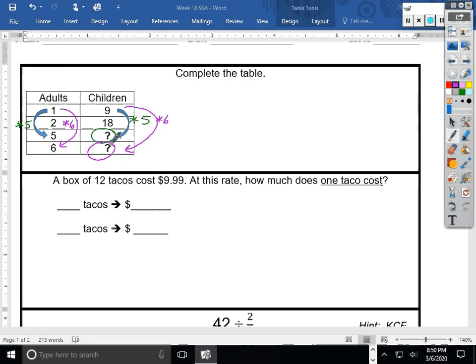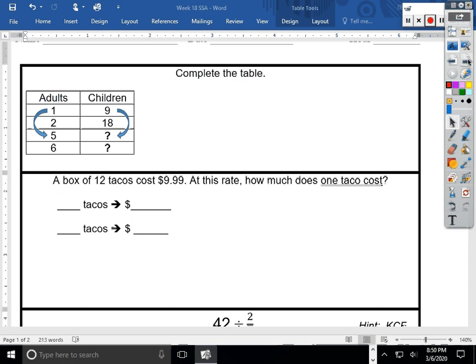All right, next let's talk about tacos, which is really a dangerous thing because I haven't had dinner yet tonight. So on this next problem, it says a box of 12 tacos cost $9.99. At this rate, how much does 1 taco cost?